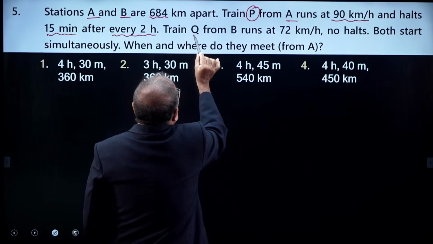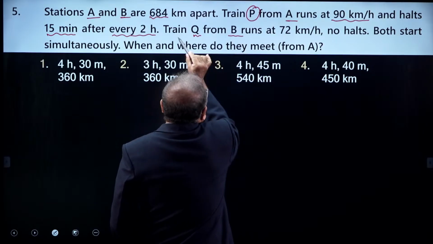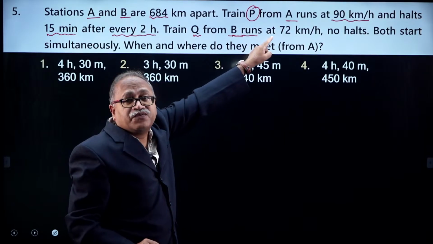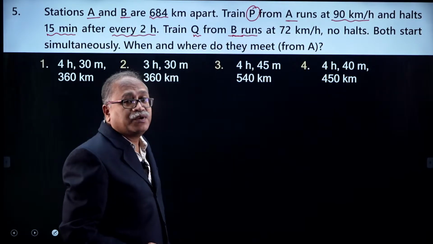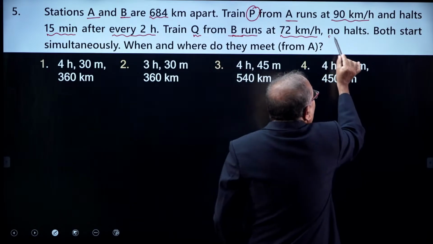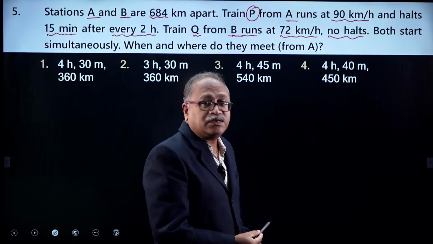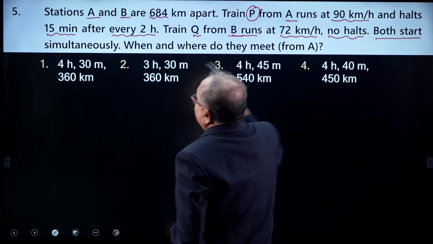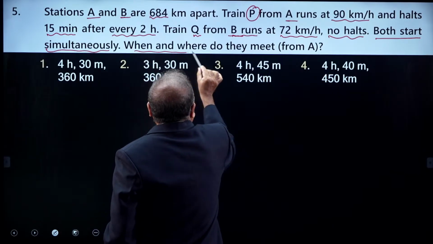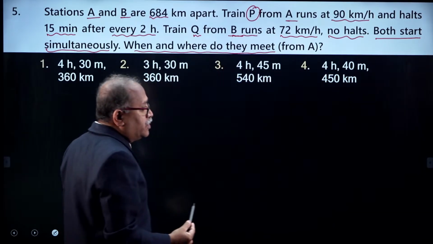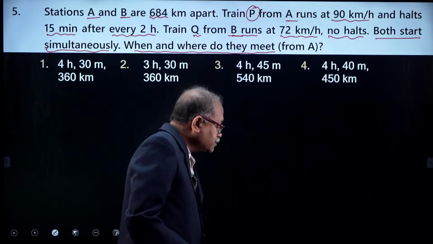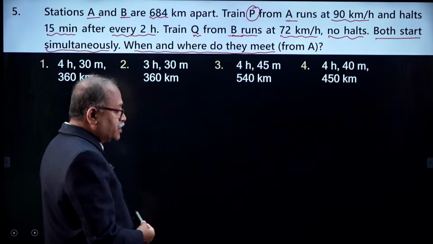The train Q starts from B. So that is A and B. The P has started from A, whereas the Q has started from B with a speed of 72 km per hour. No halt. Understand? Okay. Now both started simultaneously. When and where do they meet? Think of it. No need of getting in a hurry.